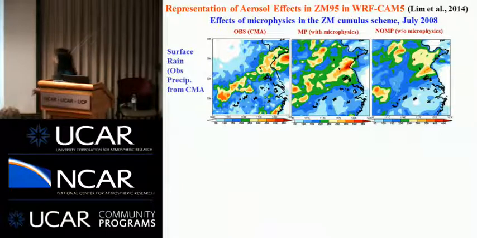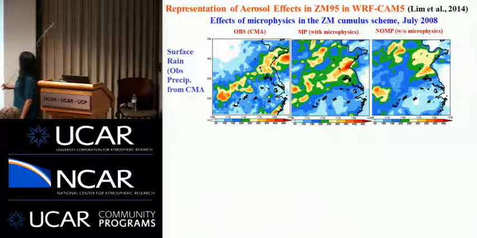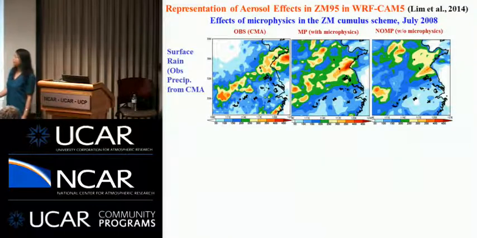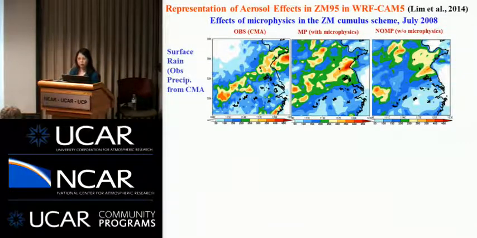What I'm showing here is the impact of microphysics in the Zhang cumulus scheme in July 2008, during a monsoon precipitation period. The model simulations we have done include two: one considering microphysics within this cumulus cloud scheme, the other without. The predicted surface precipitation is intercompared with observed precipitation from the China Merged Precipitation Analysis. As we can see, by considering microphysics, the model can more realistically replicate the shape and also the magnitude of this monsoon rain, compared to the results without microphysics.